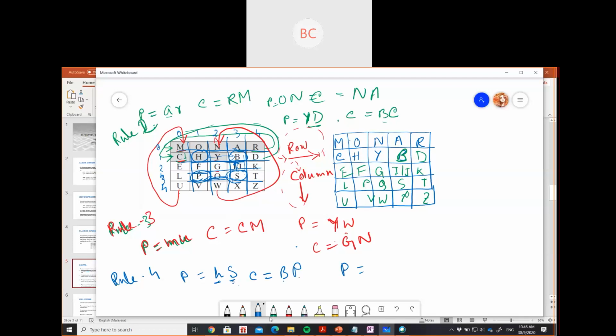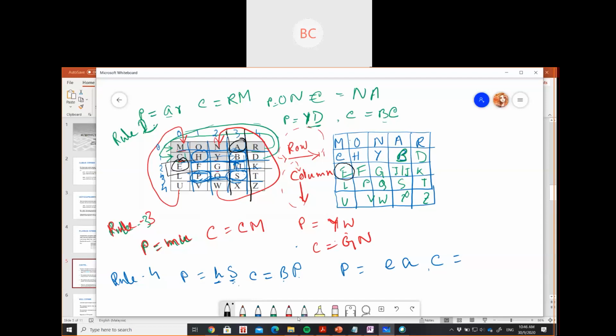Plain text maybe E and A. Now what will be the ciphertext? E and A. Where is your E? This is our E, correct? And this is our A. Okay. So what you need to see, you are just going to consider this column for A and row for E. Okay. This one is too messy. Just come here.